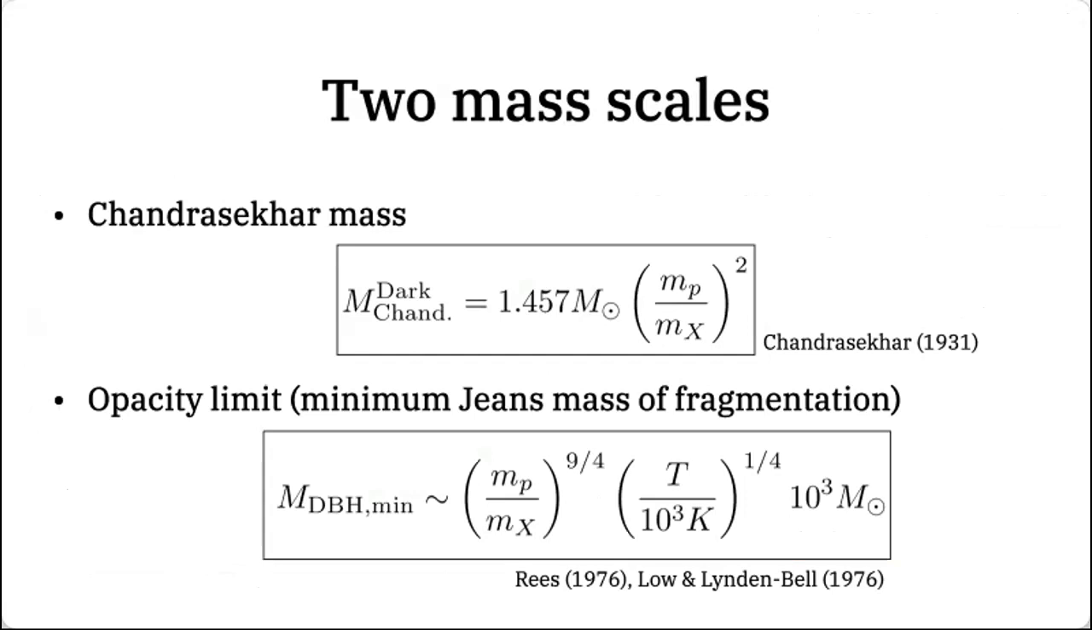One is the Chandrasekhar mass scale, I explained it earlier. Another is the opacity limit. That was the old calculation by Martin Rees or Rindenbell in the 70s. This is a limiting mass where the cooling is no longer efficient, okay? So the story goes as follows.